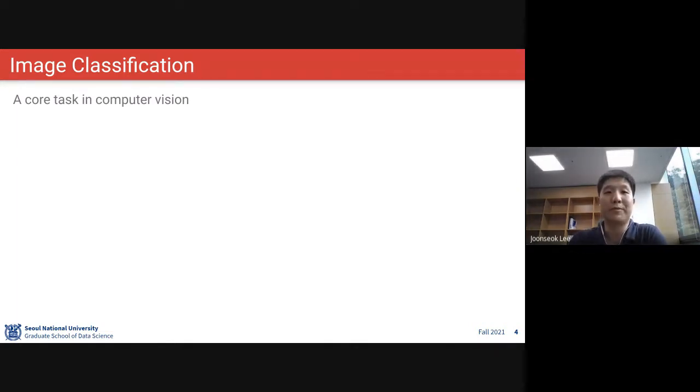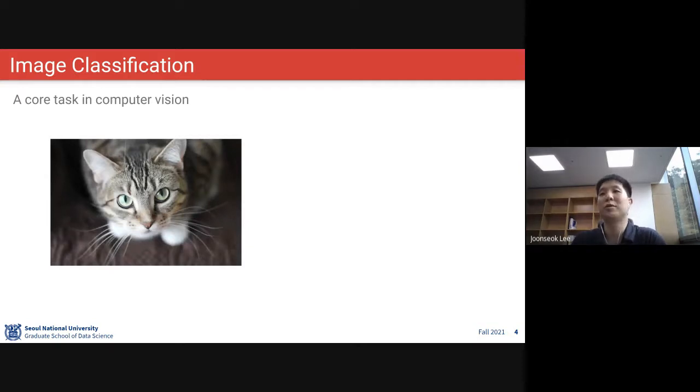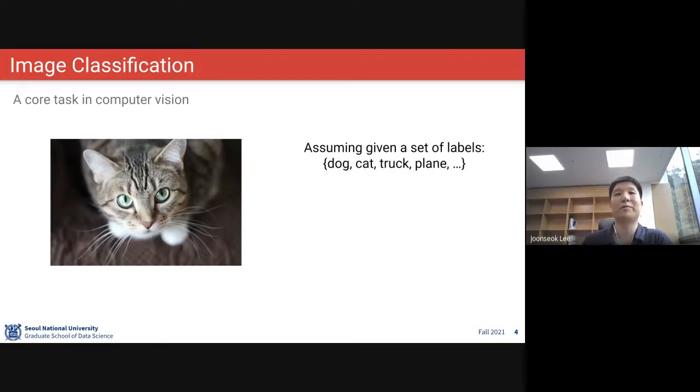So let's first define what the image classification task is. This is a core task in computer vision. The input is a digitized image. And given this image, the task is, assuming that we have some predefined set of labels, to figure out what this image is about. In this case, we would like to output cat, because cat is in our predefined label set. If we don't have a cat in this label set, maybe we should say this is nothing, or we may say that this is a dog instead of a plane or truck. But usually we deal with a predefined label set with at least one ground truth in the image. It sounds very intuitive: given a photo of a cat, we would like to say that it's a cat.